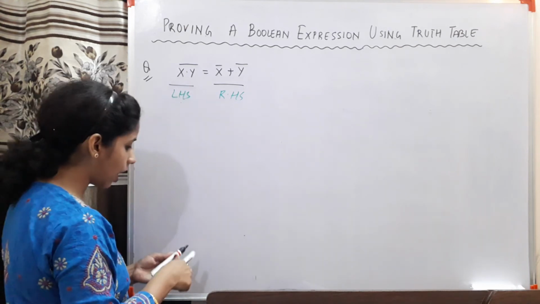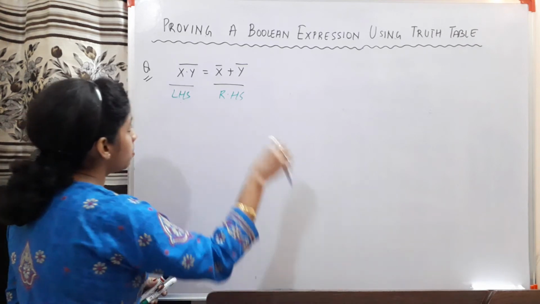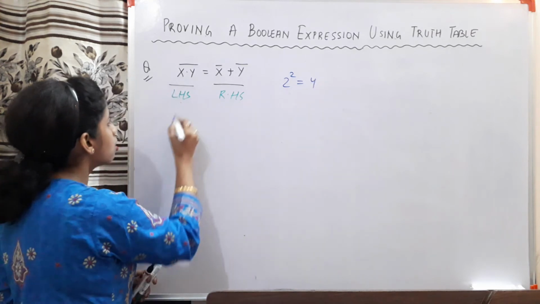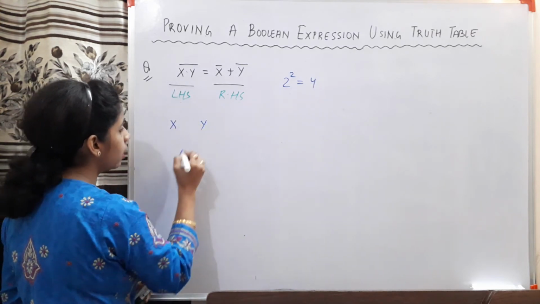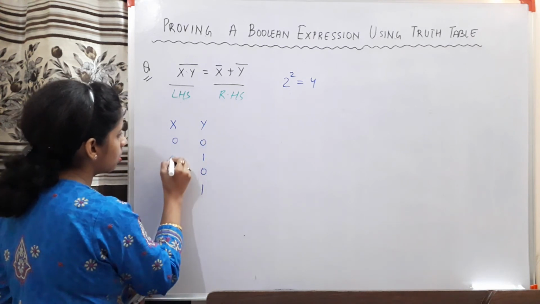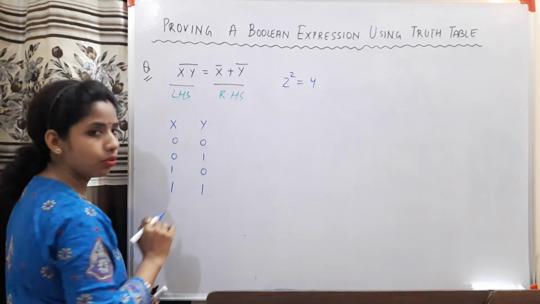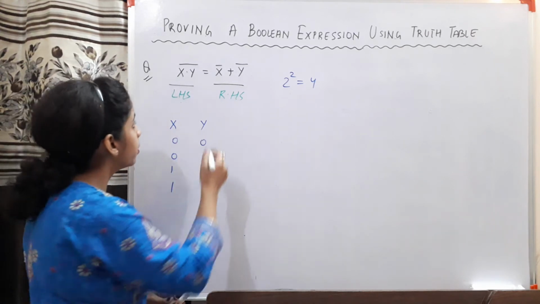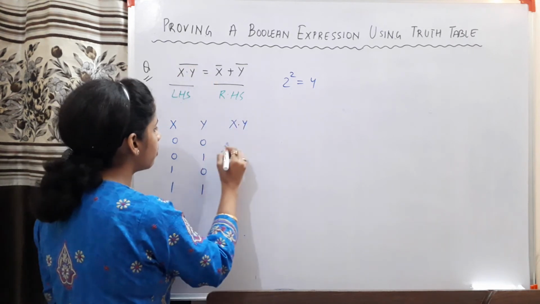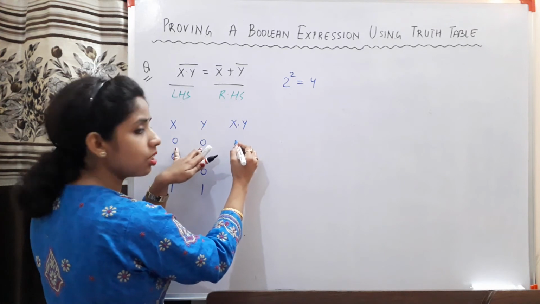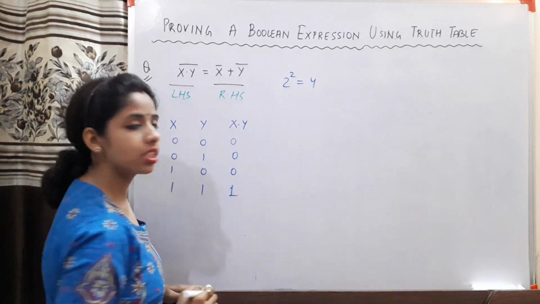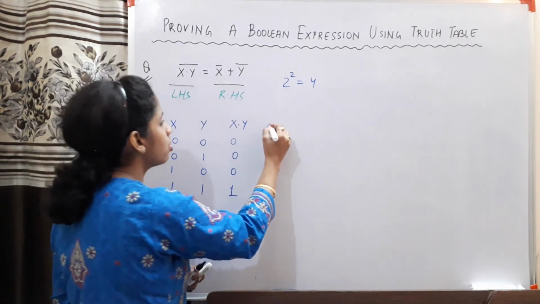So here you can see we have two variables in the given expression, so we will have 4 combinations, right? So x and y, therefore the inputs will be 1 0 1 1 in this column and 2 zeros 2 1 in this column. Now you find out x dot y first, because you have to find the LHS. So x dot y will be, one of the inputs is 0, the result is 0. So this is x dot y. Now you have to find out x dot y whole bar.